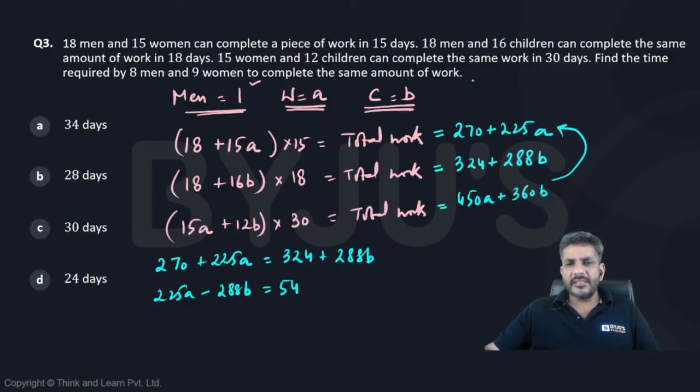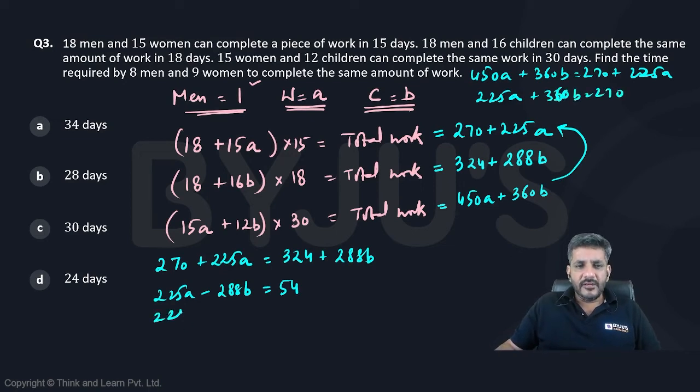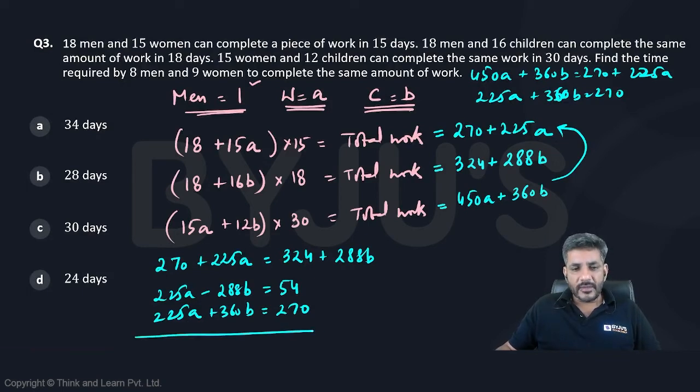So if I equate these two, this gives me 450A plus 360B is equal to 270 plus 225A. So 450A minus 225A is 225A, plus 360B is equal to 270. Let me just write here: 225A plus 360B is equal to 270. Let us just subtract the first equation from the second one.